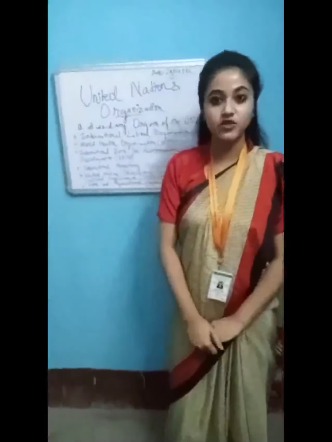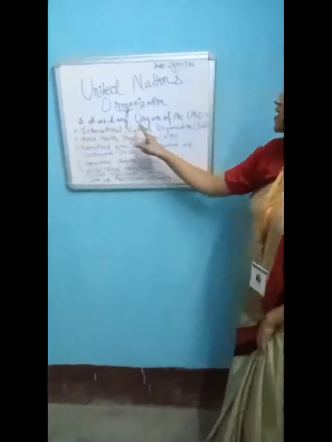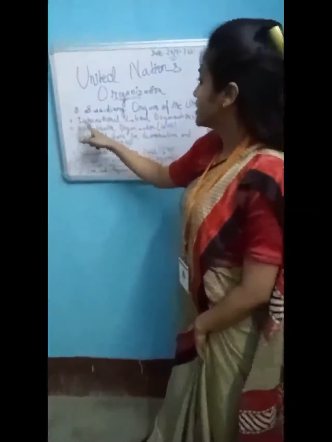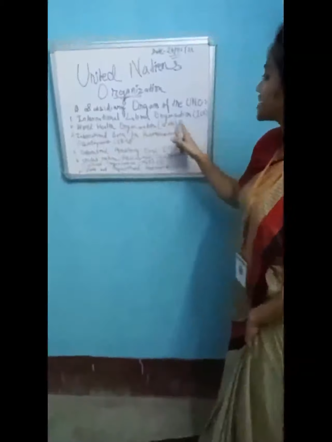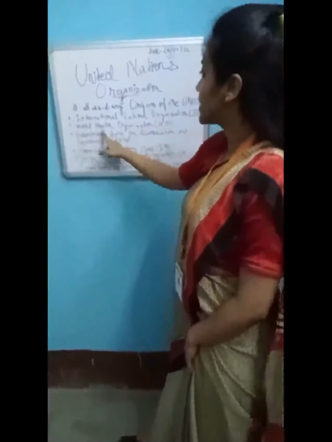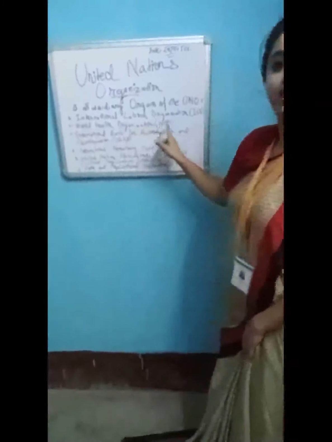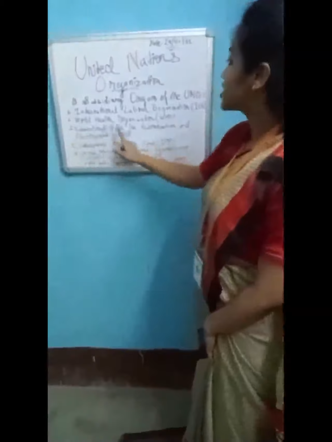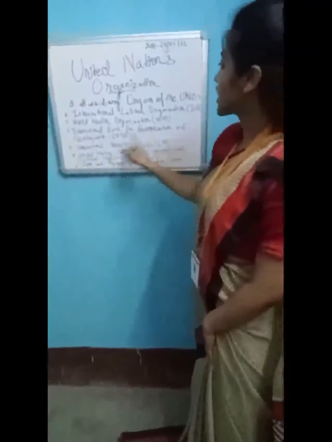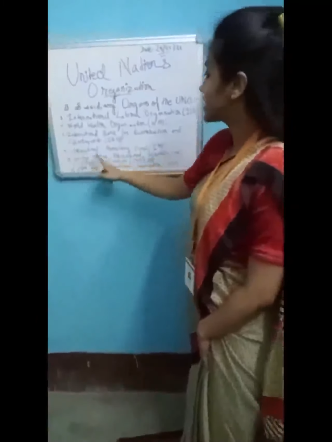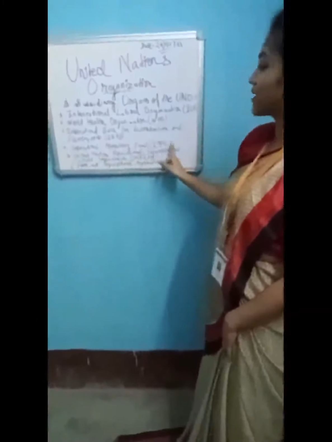Next point that I am going to discuss is the subsidiary organs of the UNO. The first one is the International Labour Organization, that is known as ILO. Second is the World Health Organization, that is known as WHO. Third is International Bank for Reconstruction and Development, that is IBRD. Fourth is International Monetary Fund, IMF.